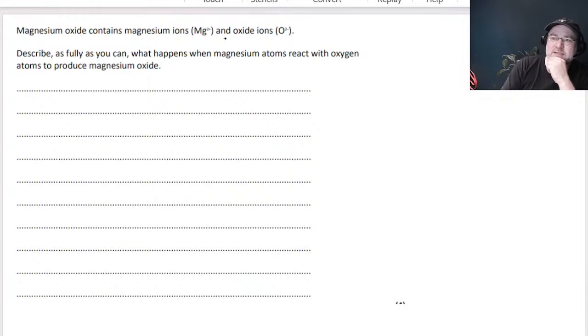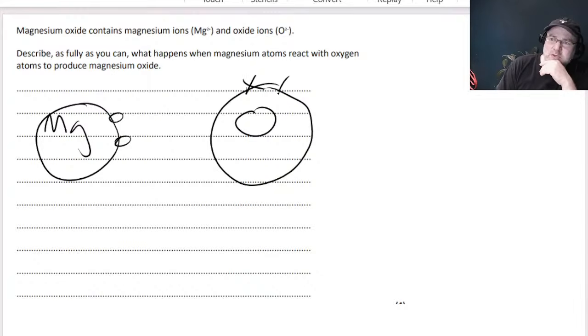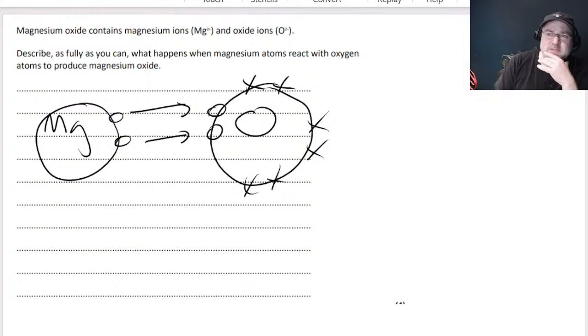Magnesium oxide contains magnesium ions and oxide ions. Describe as fully as you can what happens when magnesium atoms react with oxygen atoms to produce magnesium oxide. This has come up like 4 times out of 7, so you've got about a 60% chance this kind of question is coming up. What you want to do here is recognize they've already given us 2+. Magnesium's in group 2, therefore it had 2 electrons in its outer shell. It's a metal, and oxygen is a non-metal, and oxygen has 6 in the outer shell. You don't need to draw a diagram. But this means that magnesium is going to give 2 electrons to oxygen.